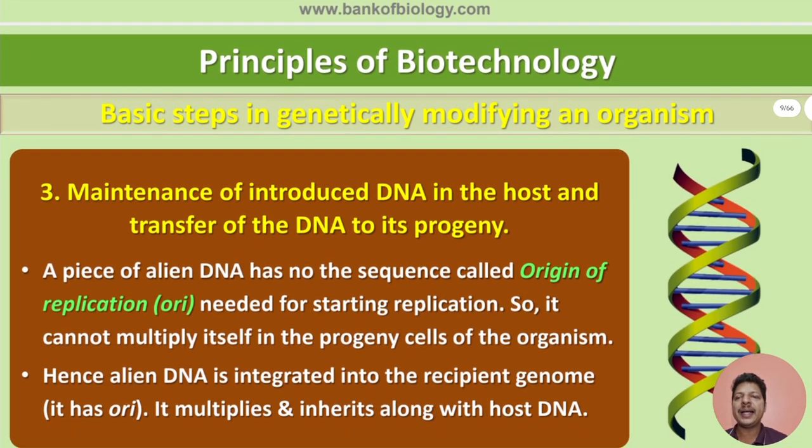Then third is maintenance of introduced DNA in the host and transfer of the DNA to its progeny. That is, a piece of alien DNA has no sequence called origin of replication (ORI) needed for starting replication. So it cannot multiply itself in the progeny cells of the organism. Hence, an alien DNA is integrated into the recipient genome. It has origin of replication, it multiplies and inherits along with the host DNA.